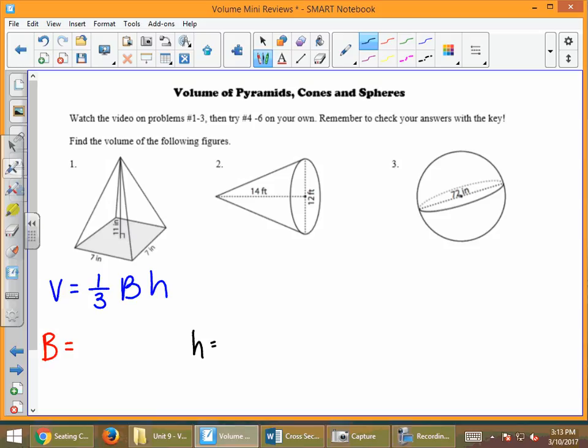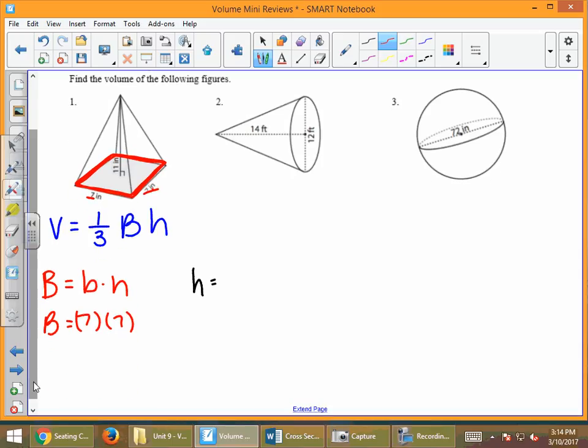Well, look at the base. Our base is this shape right here. Again, generally in a pyramid, the shape will be a rectangle or a square, some sort of shape like that. And find the area. Well, the formula for area, in this case, it's a square because those two sides are the same. It's just base times height. The base of your base is 7. The height of your base is 7. 7 times 7 is 49.